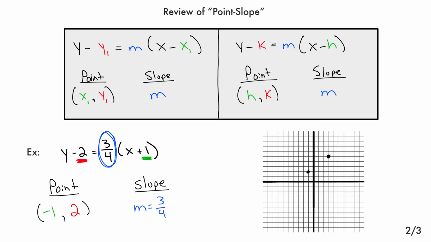We could generate more coordinates by continuing the pattern from the slope. Up 3, right 4 again. There's not enough space for me to go another up 3, right 4, but I could go down 3 and left 4. The more dots you have, the easier the graph of the line will be.